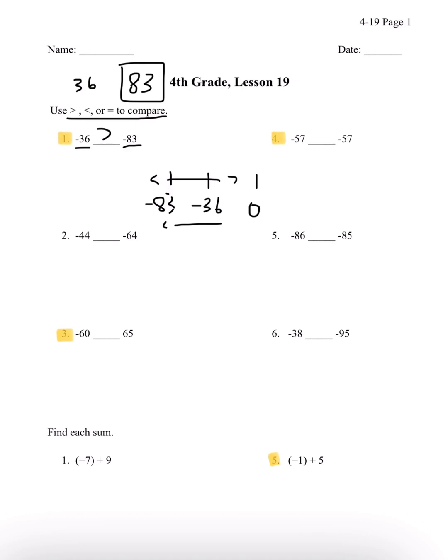Number 3, we have negative 60 and positive 65. When there's a negative and a positive number, the positive number is always going to be greater, so negative 60 is less than positive 65. Number 4, we have negative 57 and negative 57. Both of them are negatives and both of them are 57. So this means our answer is going to be just equals.